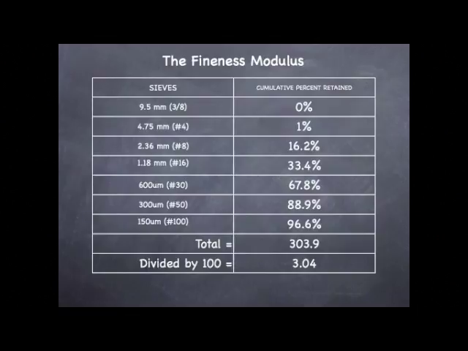We can now go ahead and calculate our fineness modulus. We get the fineness modulus by adding up all of the cumulative percent retained that is coarser than the 150 micron or 100 sieve, and then dividing this number by 100. So here, we take the 96.6% cumulative percent retained, which is on the 150 micron sieve, and add to it the previous sieve, which was 88.9, plus the previous sieve, which was 67.8, and so on, and we wind up with 304. We take the 304, divide it by 100, and that gives us a fineness modulus of 3.04.